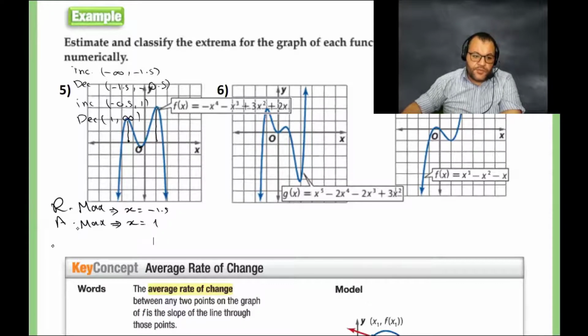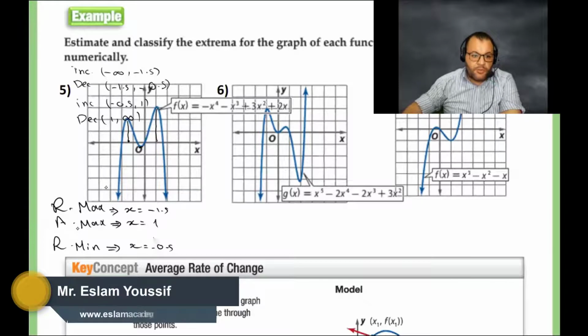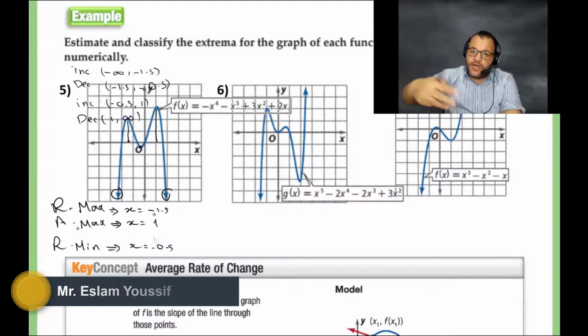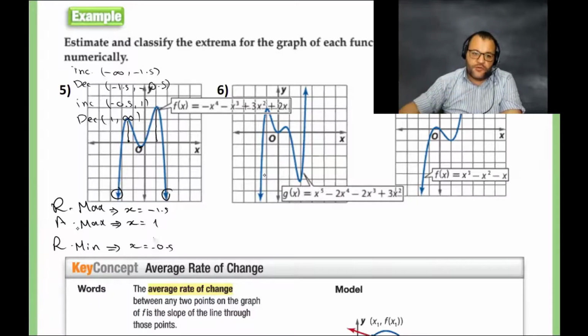And this point at negative 0.5 is a relative minimum, when x is equal to negative 0.5. There is no absolute minimum because the two end behaviors are going down. It means the function is still going down. There is no minimum value for the function. You understand it? Yes. Okay.